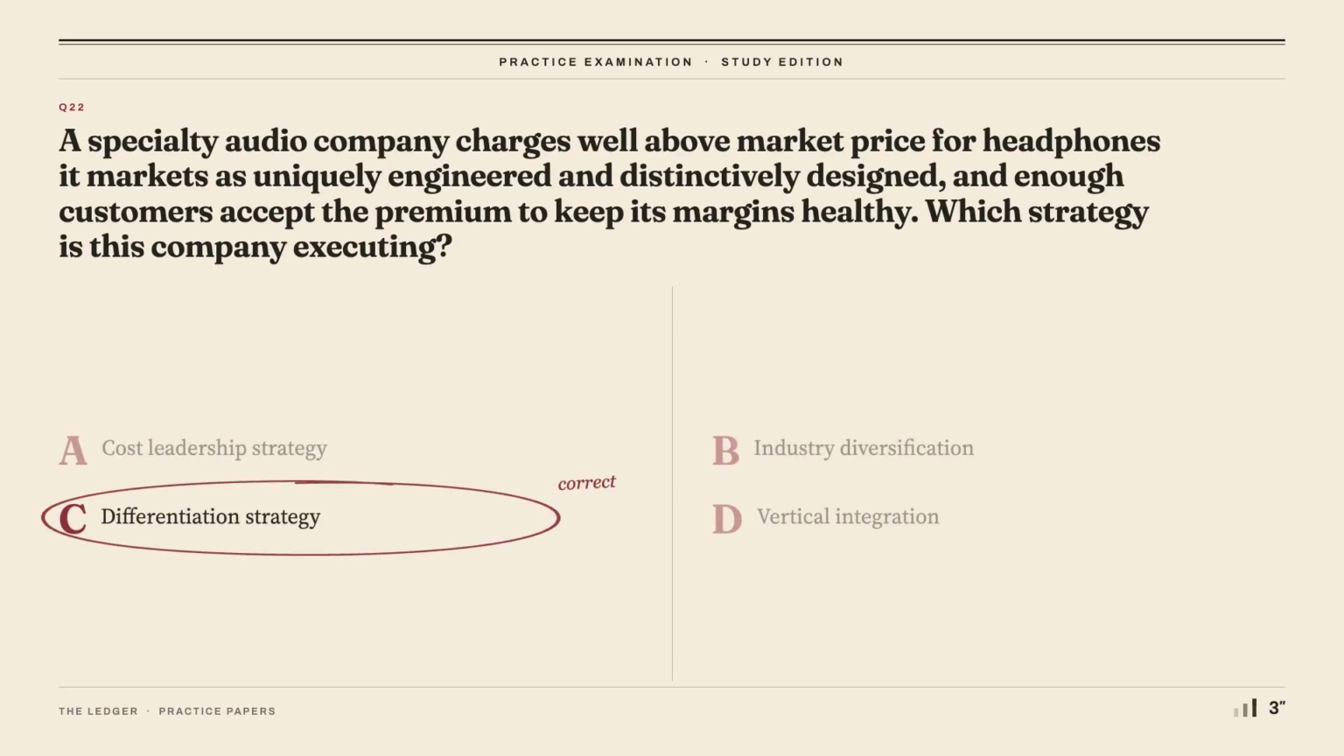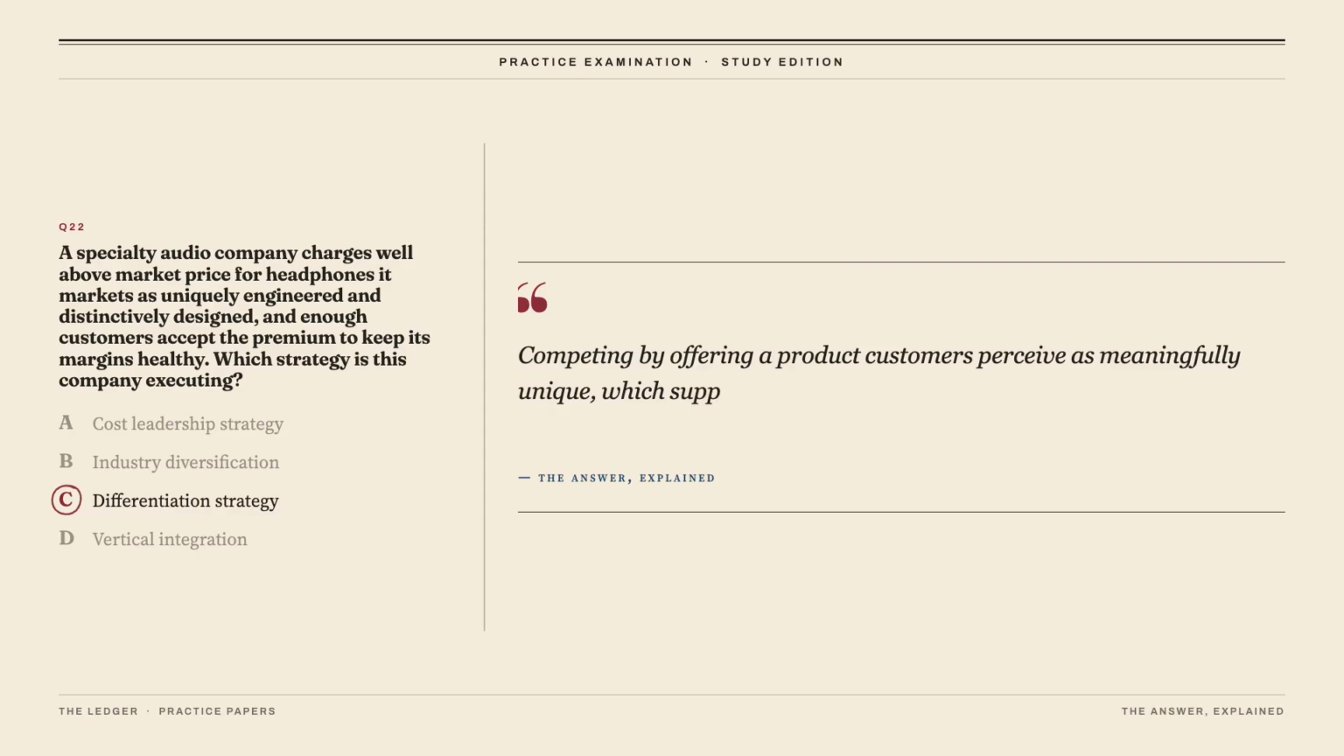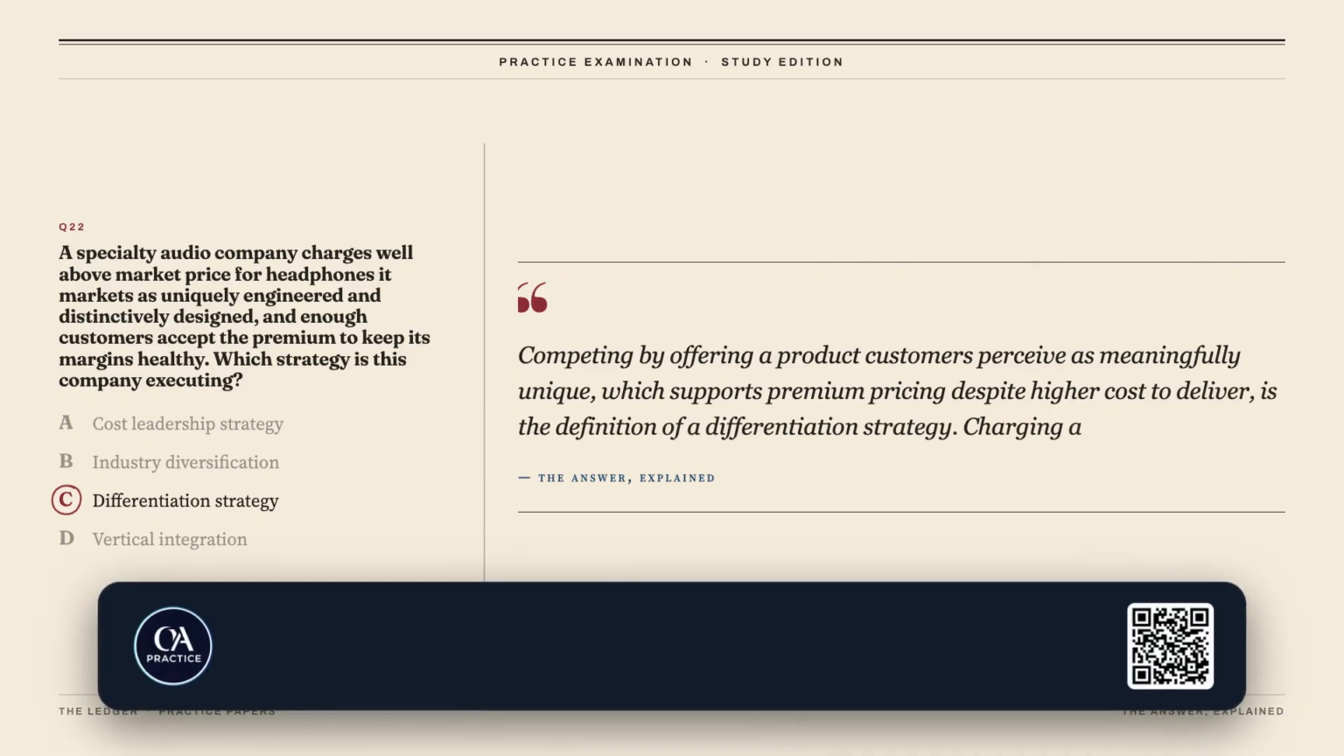The correct answer is C. Differentiation strategy. C is correct because competing by offering a product customers perceive as meaningfully unique, which supports premium pricing despite higher costs to deliver, is the definition of a differentiation strategy. Charging above market on the strength of distinctiveness is exactly that.